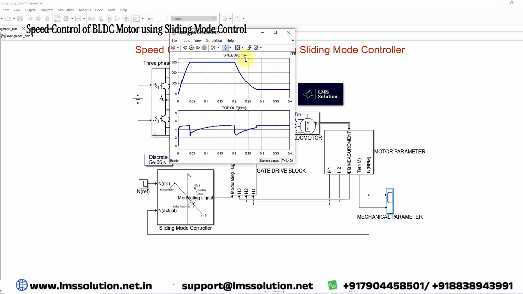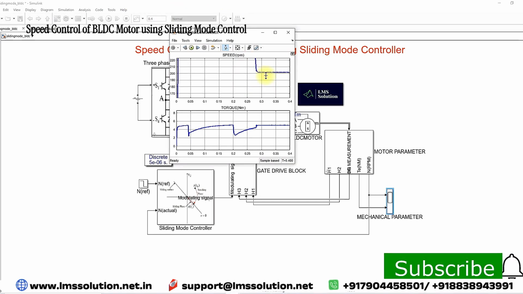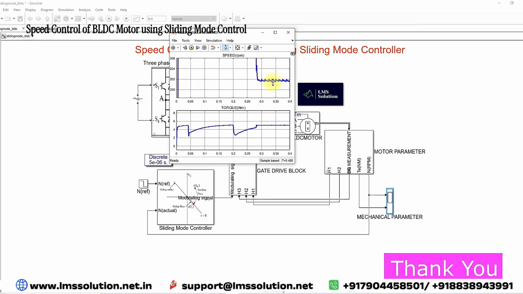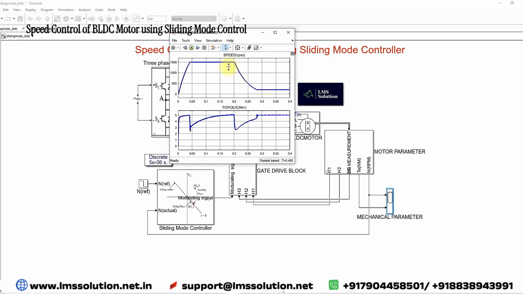Here we can see the detail. That means the machine speed is maintained at 202 rpm. That means it has an error of around 2 rpm. And then here you can see that the machine almost maintained at 1500 rpm with overshoot of 0.4%. For a step change, that means step increasing speed reference as well as step decreasing speed reference, the sliding mode control effectively controls the BLDC motor speed.